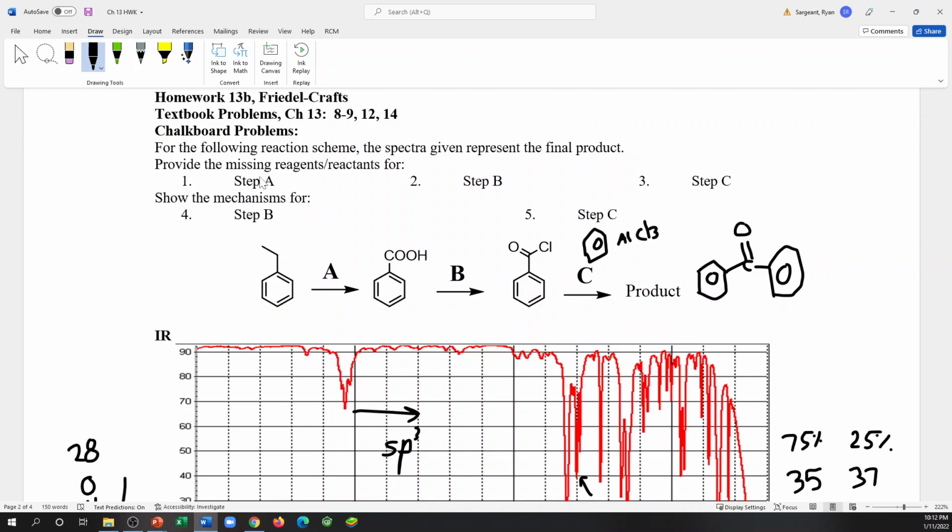So I have now a complete list of reagents that are useful for getting from this ethylbenzene all the way to benzophenone. And this series of chemical reactions is not actually hard to do in the laboratory. I believe that I've coached students on most of the chemical reactions here. Pretty straightforward synthesis. I did ask you to show the mechanism for step B and the mechanism for step C. Step C is the Friedel-Crafts acylation mechanism, and step B is the thionyl chloride mechanism.